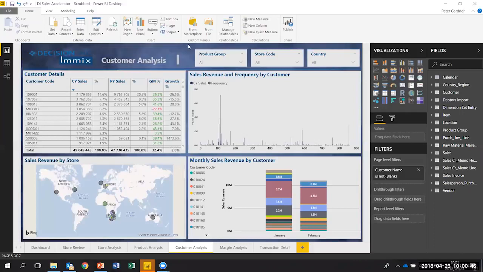So if the market shouts loud enough for that requirement, they will definitely add it in coming up. So let's look at our customer analysis. Again, we've got our customer year-on-year growth and gross margin percentages.